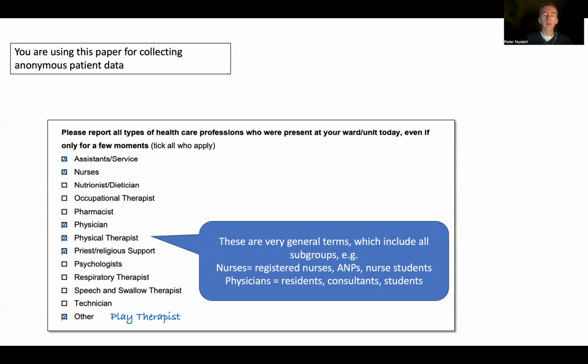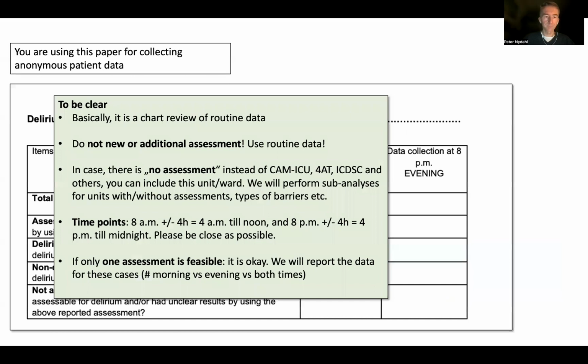Click on all professions who apply, and also others, for example, play therapists on a pediatric ward, can be an additional profession. We are not asking for nurse-patient ratios because this is very difficult, and change from the morning to the evening makes it very complicated. We just want to know which professions were present during the prevalence day.